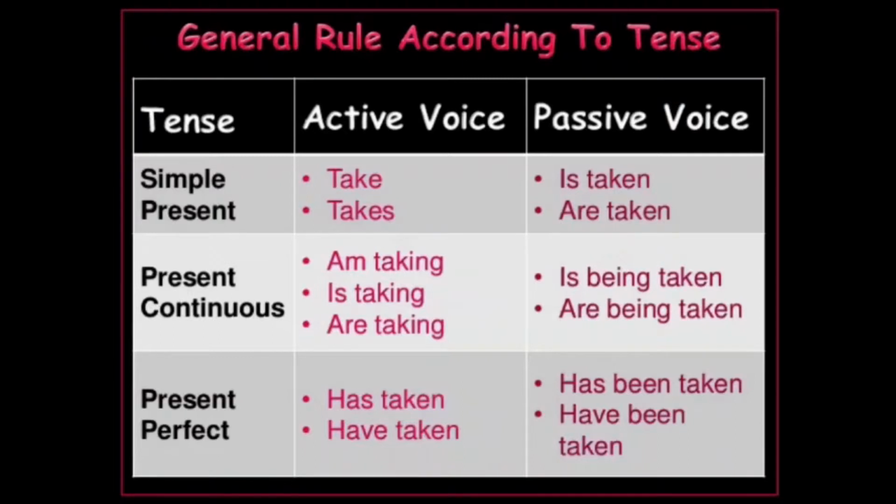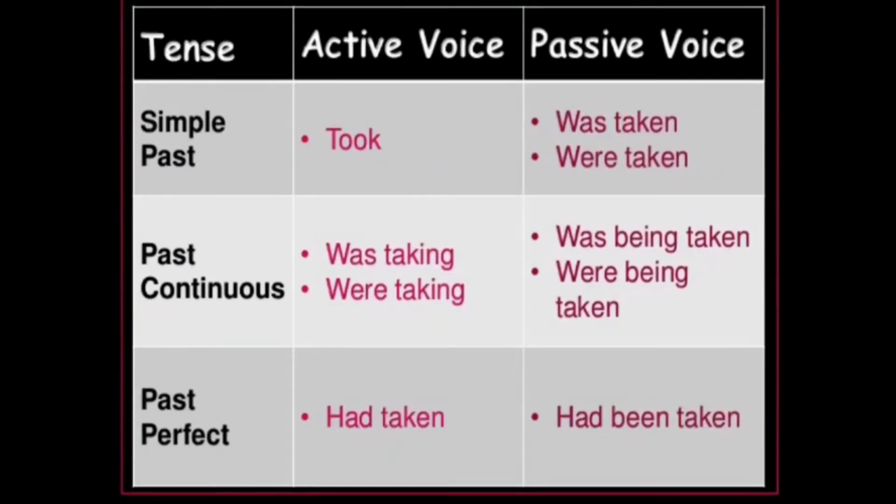Okay. So in the simple present, take and takes change to is taken, are taken. In present continuous, am taking, is taking, are taking change to is being taken, are being taken. The present perfect, that is has taken, have taken, changes to has been taken and have been taken. Then the simple past, the example took. Took changes to was taken and were taken. The past continuous active verb was taking and were taking changes to was being taken and were being taken. The past perfect active verb had taken changes to had been taken.